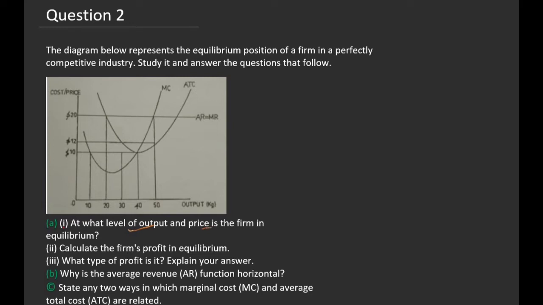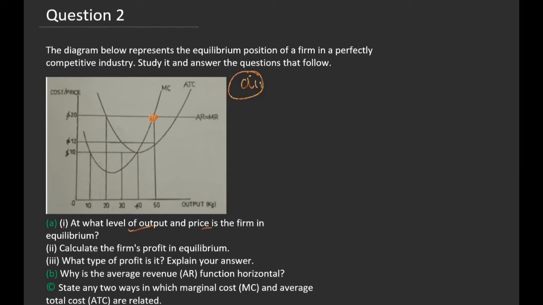That's A(i). We can say that it is at the level where the equilibrium output is 50 kg and equilibrium price is $20. That's the level where the firm is in equilibrium. That's for I. Now, A(ii).